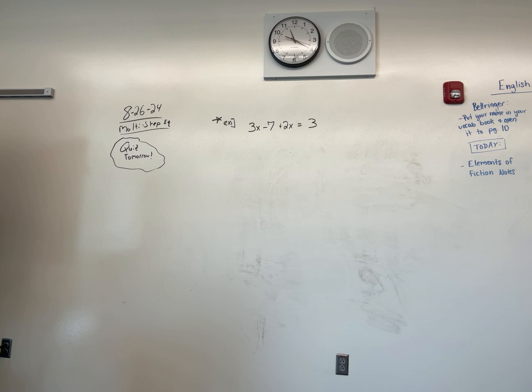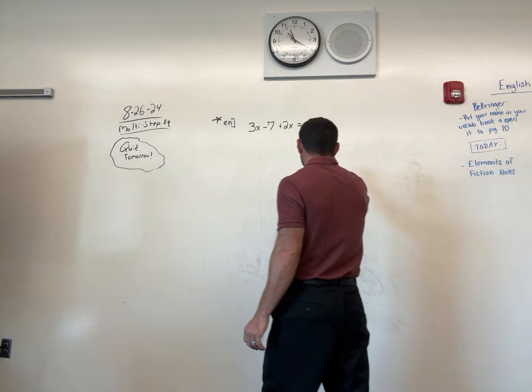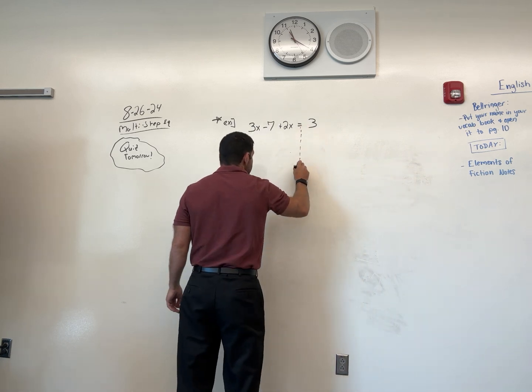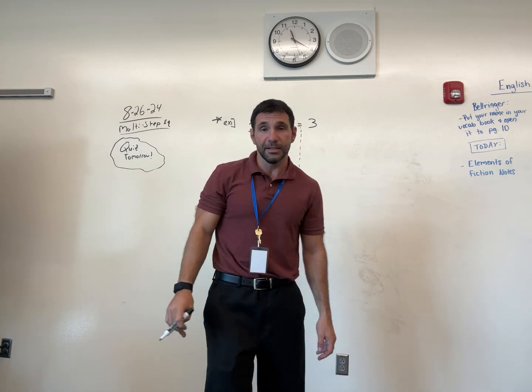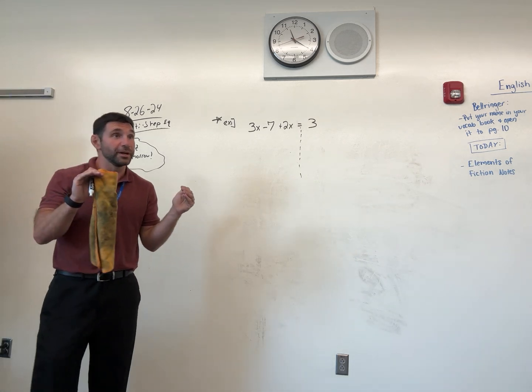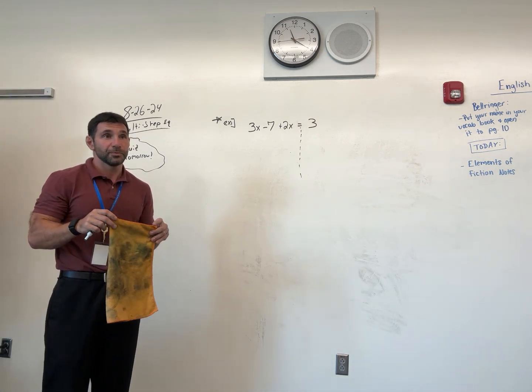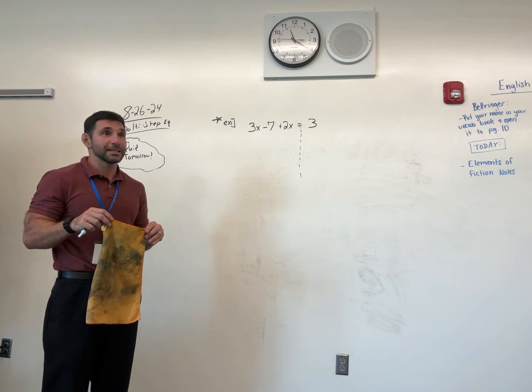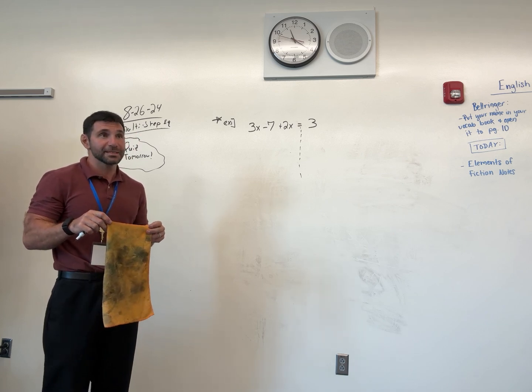Step number 1 says, find the balance point. So I'm going to find the balance point. Step number 2 says, distribute if needed. Do I need to distribute? Why or why not? No, because there's no parentheses. Parentheses is a pretty big giveaway that I might need to distribute. Step 3 says combine like terms on the same side.